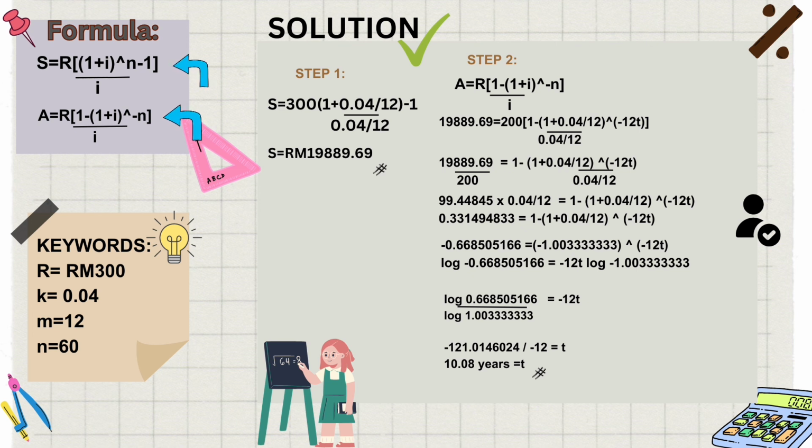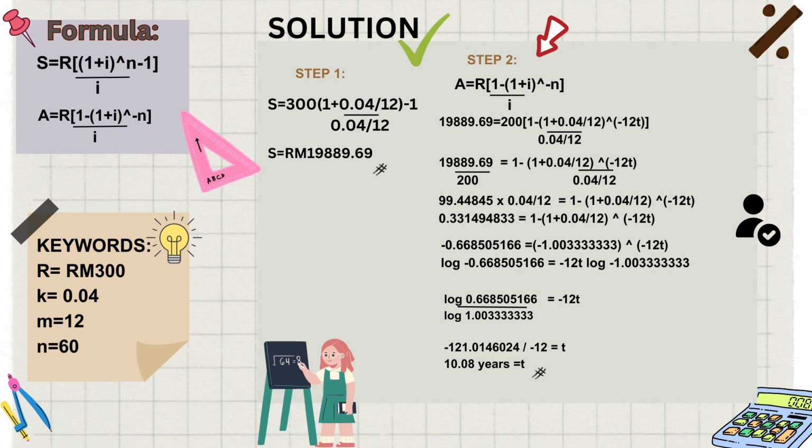In step 1, we will search for S first, and we just need to substitute the values into the formula. So we will get S equals 300 times (1 plus 0.04 over 12), and we need to divide it by 0.04 over 12, minus 1. And at the end, we will get S equals RM 19,889.69.